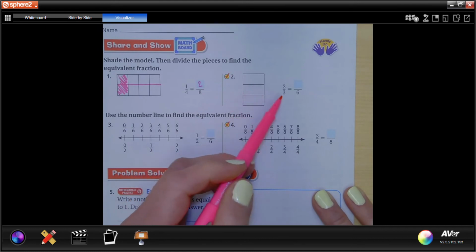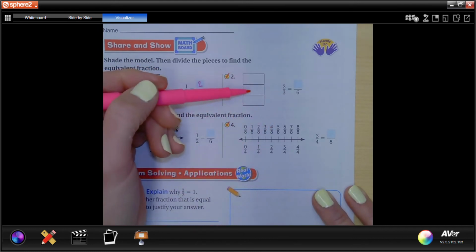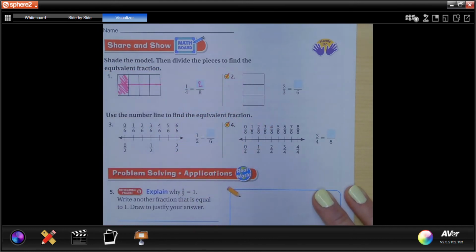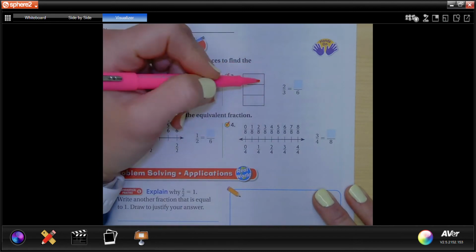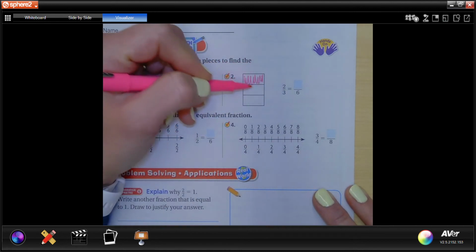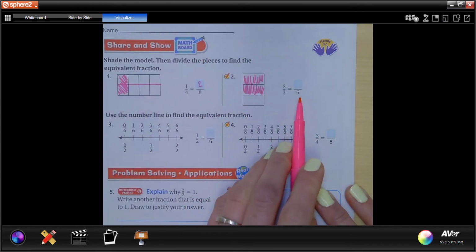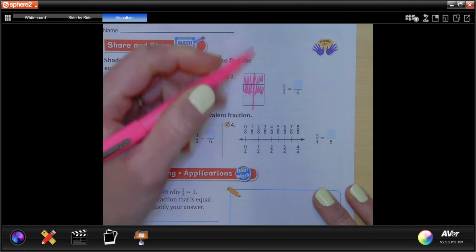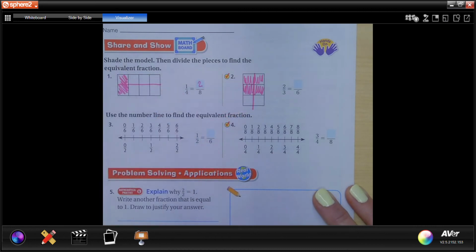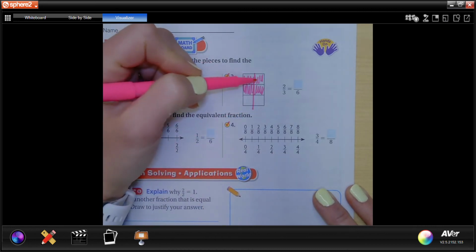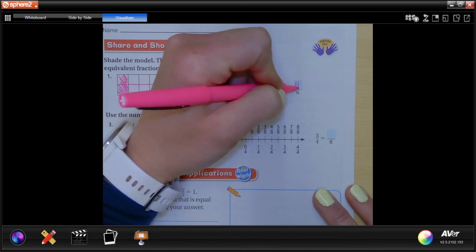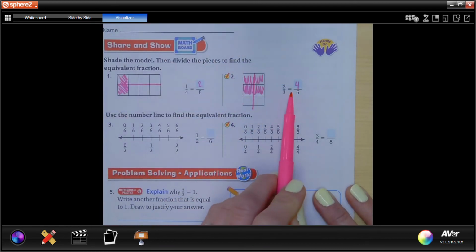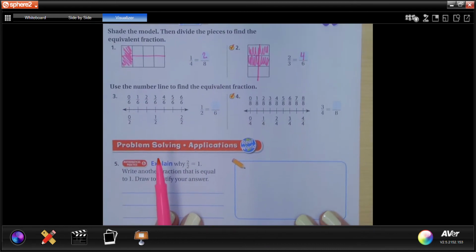Number 2, 2/3. We have 3 units, 1, 2, 3 in our whole, 3 parts to our whole. We're going to shade 2 of them. 1, 2. Then we need to split it into 6. So we need 6 parts. So we're going to cut it this way. 1, 2, 3, 4, 5, 6 all together. How many are shaded? 1, 2, 3, 4. 4/6. So 2/3 is equal to 4/6.